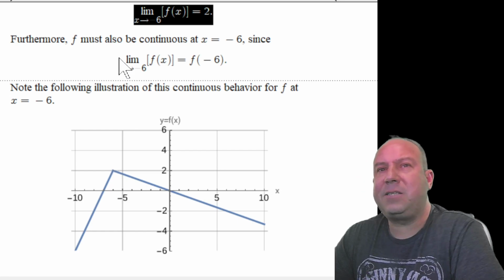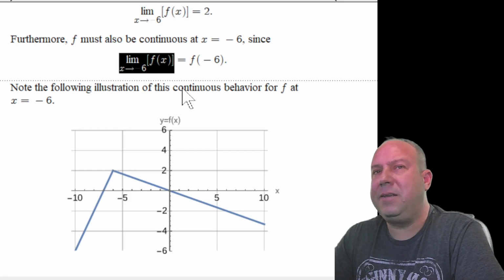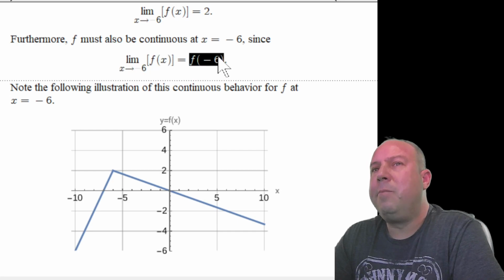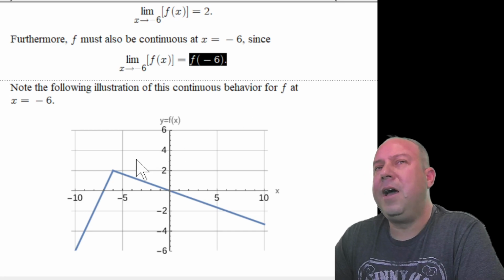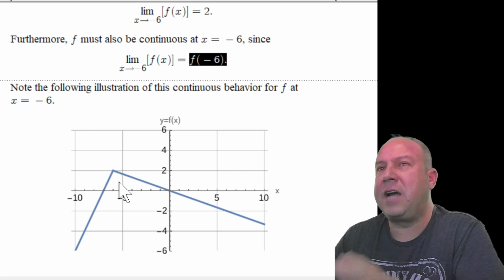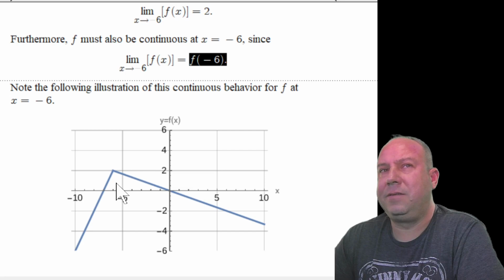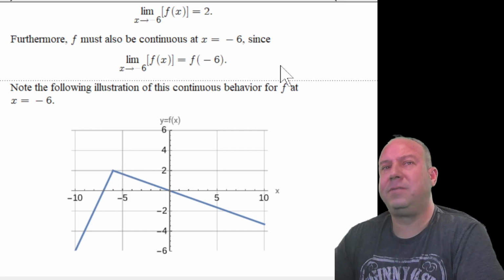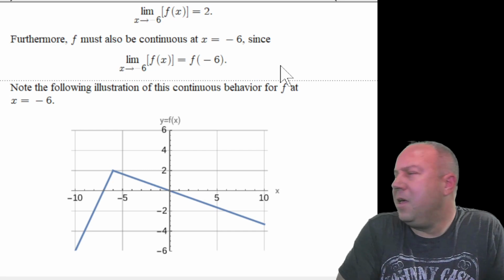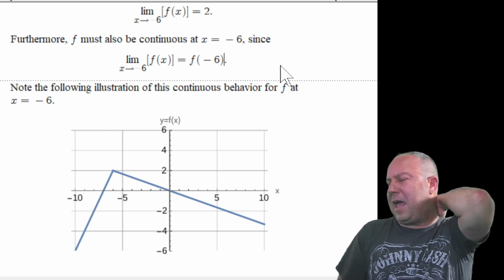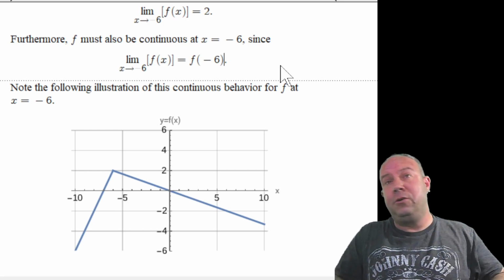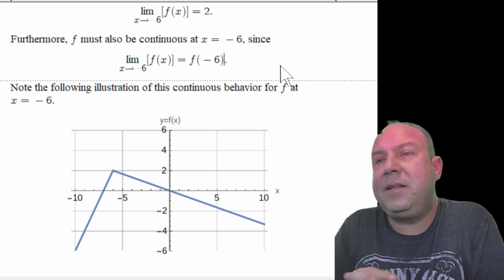That's because not only does the limit equal 2, but the defined value of f at -6 equals 2. Passing that test for continuity. That's continuity, folks. All right. And now the value of limits and how we use it in the process of evaluating limits.